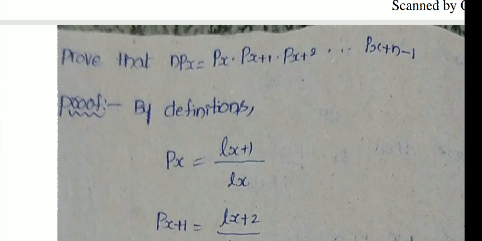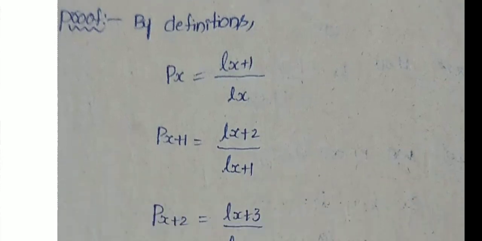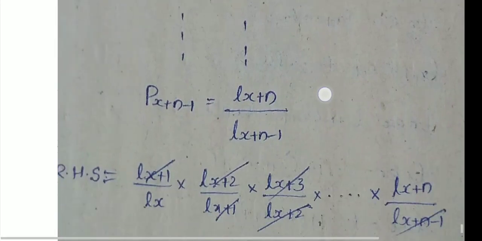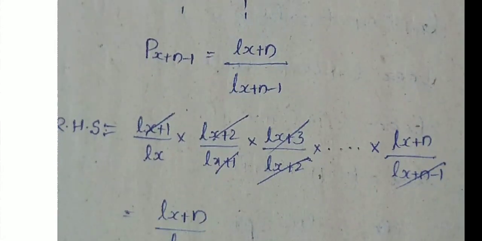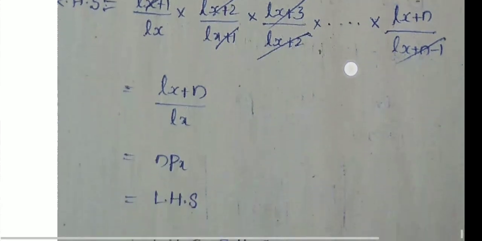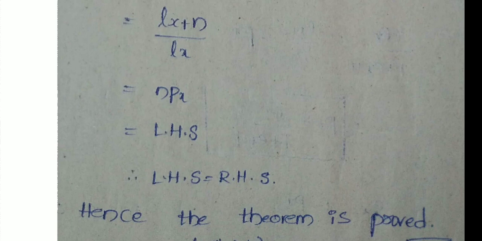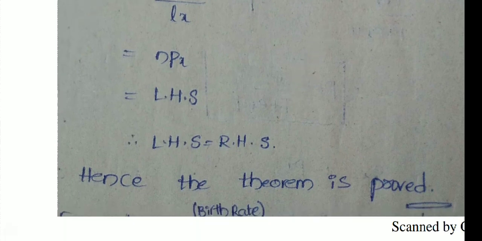Similarly, another theorem is n p_x is equal to p_x into p_x+1, p_x+2, and so on, up to p_x+n-1. By definition, p_x is equal to lx+1 by lx, and p_x+1 in a similar fashion we write as lx+2 by lx+1, p_x+2 is lx+3 by lx+2, and so on. The last one, p_x+n-1, is lx+n by lx+n-1. Substitute that and cancel it all, and we get lx+n by lx, which is called n p_x. Therefore LHS is equal to RHS.